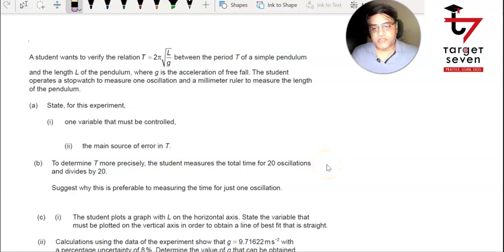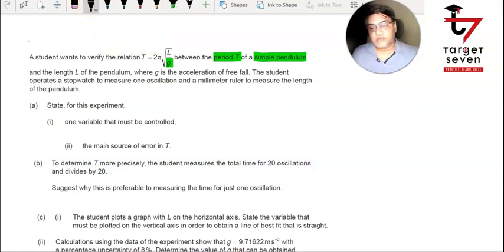Yet another database question. This time around, this question is based on the concept of simple pendulum and the time period of a simple pendulum. A very common experiment that we always conduct in our school. Generally, the simple pendulum experiment is conducted to determine the value of acceleration due to gravity experimentally.